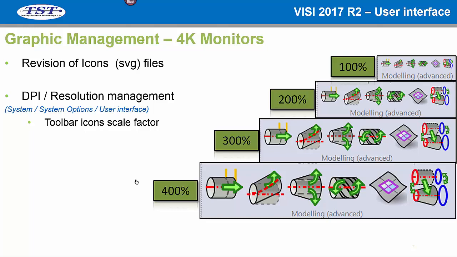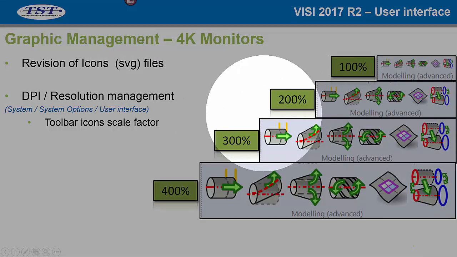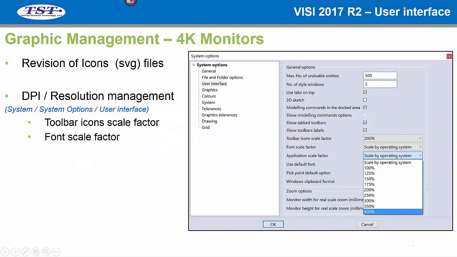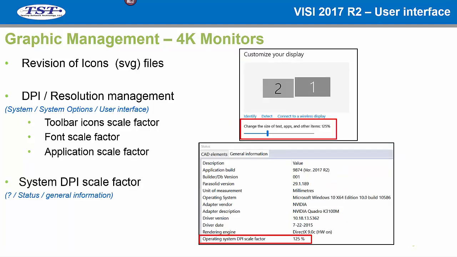So you can see the different scales here: 100, 200, 300, and I need glasses. Font scale factor as well, and application scale factor. So all those three. There's also DPI operation scale factor that is in the status and general information.